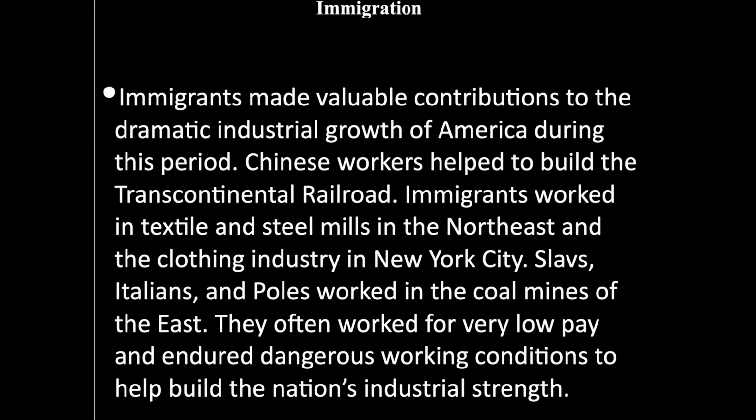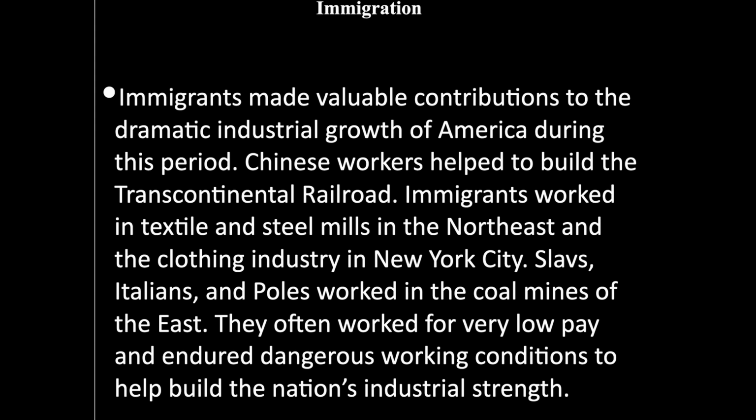The key here is you see all these cities and locations. Usually for testing, that's what they're going to focus on. So, for example, Transcontinental Railroad is associated with Chinese workers. New York City is associated with the clothing industry. Slavs, Italians, Poles worked in the coal mines of the East, etc.